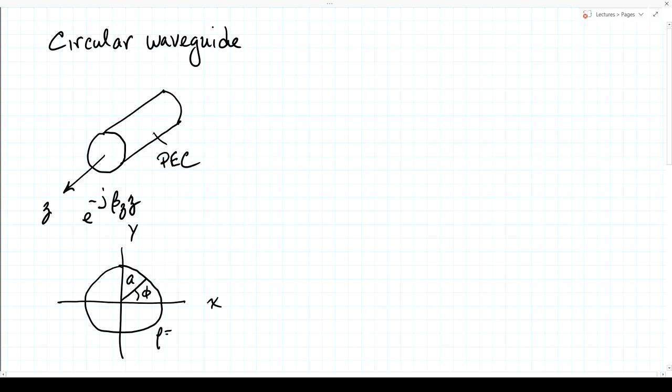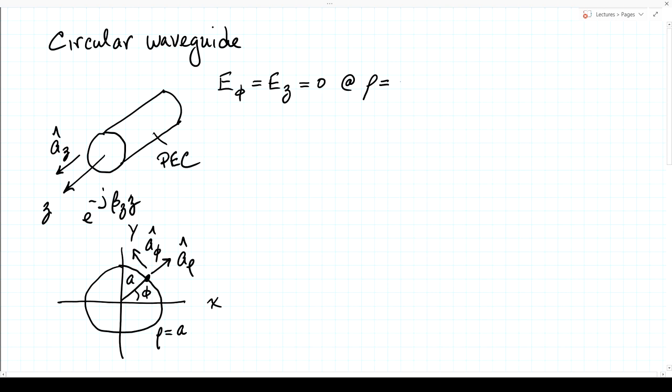At some point in space, in cylindrical coordinates, we've got an a rho-hat unit vector and an a phi-hat unit vector, and then out of the screen, or in this picture, in the direction of the z-axis, you've got an a z-hat unit vector. So two of those components are tangential to this cylindrical surface, a z-hat and a phi-hat. A rho-hat is normal, so we have no constraints on E rho, but we must have that E phi is equal to E z is equal to zero at rho equal to a. And just to be clear, this is true for all values of phi from 0 to 2 pi, and all values of z from plus to minus infinity.